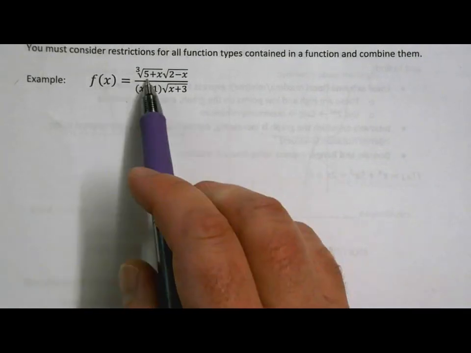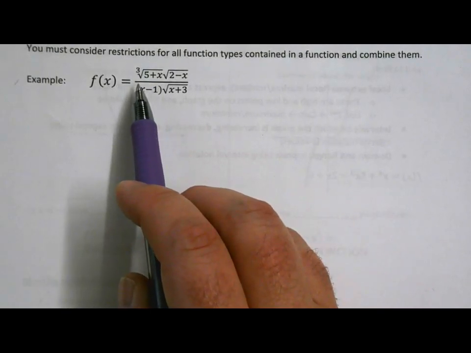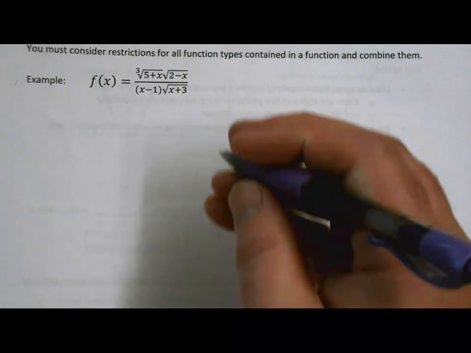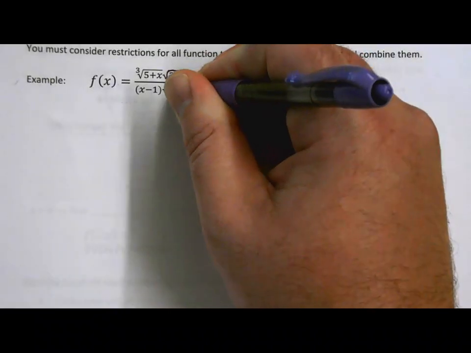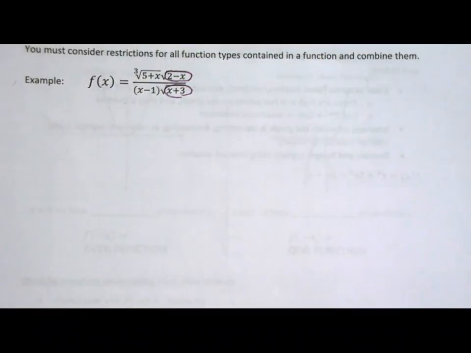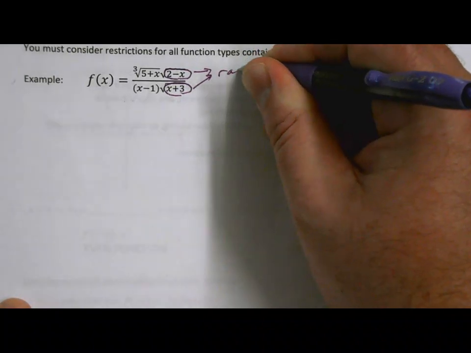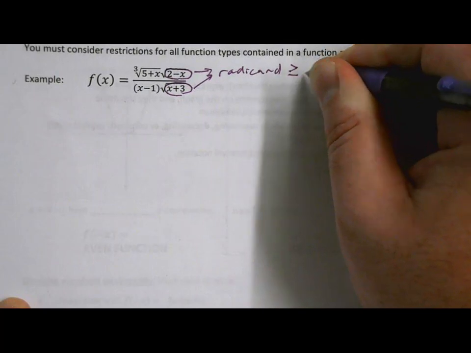Now, do we need to worry about this radical? It's a cube root. Nope, cube roots are all good. You can't break a cube root. You can put any number you want into a cube root. So we're not going to focus on that, but I do see an even root here, and I see another one here. So I'm just circling the insides, the radicand, because I know that my radicands must be greater than or equal to 0.